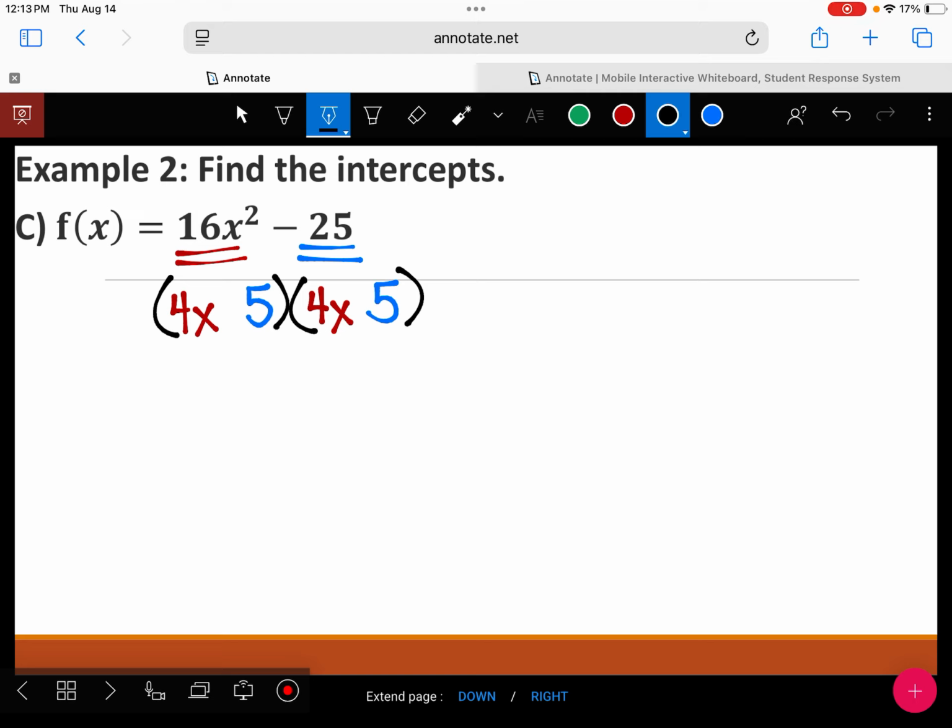In this pattern, 1 is positive and 1 is minus, subtraction. So I want you to take a moment and set both of your factors equal to 0. Remember we said yesterday, if there's an exponent on the variable, that means we have 2 of them. So there's actually 2 x-intercepts. So leave them both as fractions. So for the first one, you're going to subtract the 5 and divide by 4. And the second one, you're adding 5 and dividing by 4.